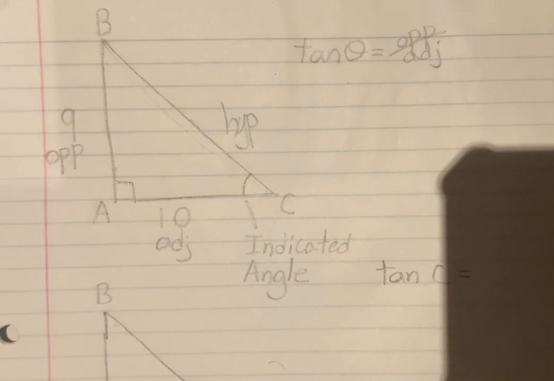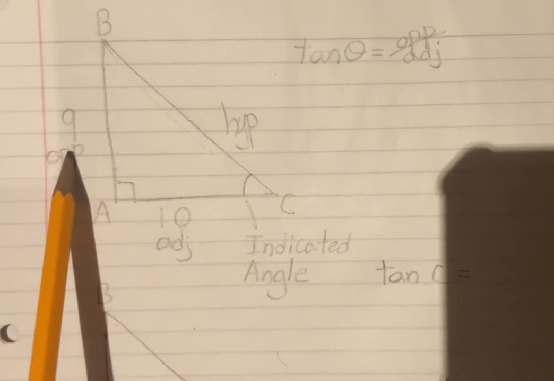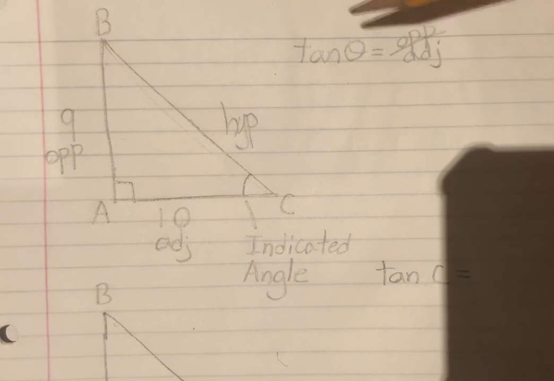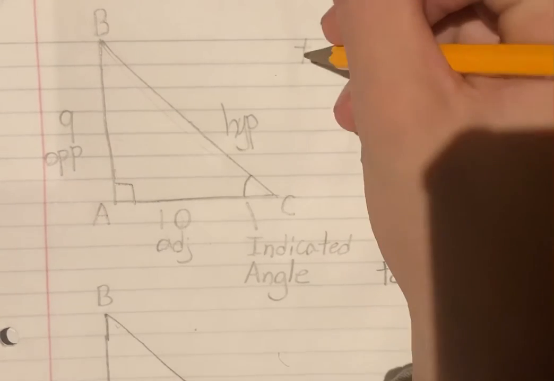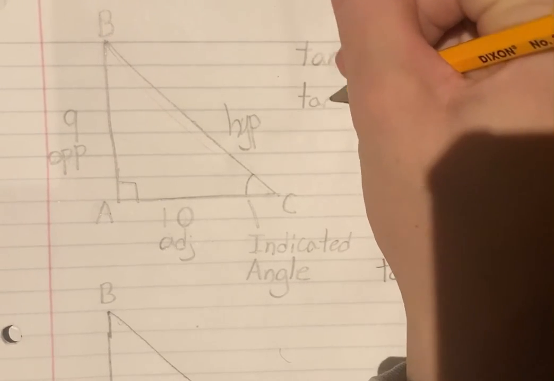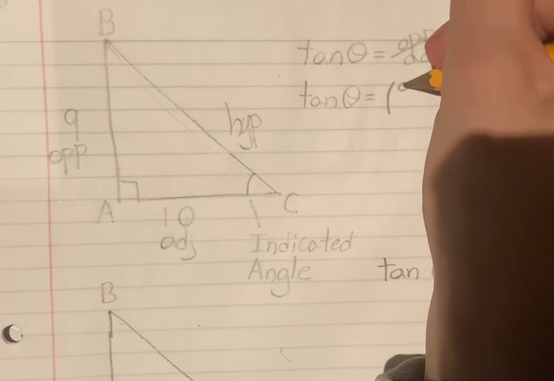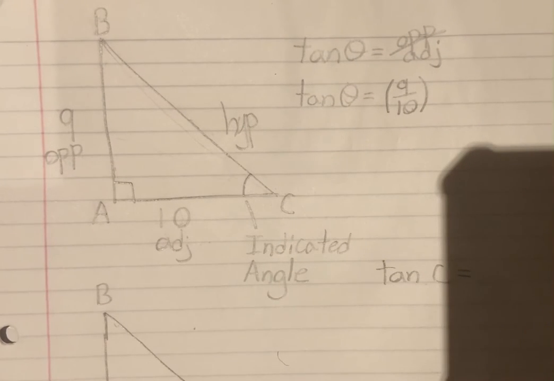So what we have here is an adjacent length of 10 and the opposite being the length of 9. So we want to realize that tangent theta is opposite over adjacent. So we want to say, tangent theta equals brackets 9 over 10. So we just filled it in. Now we want to solve it.